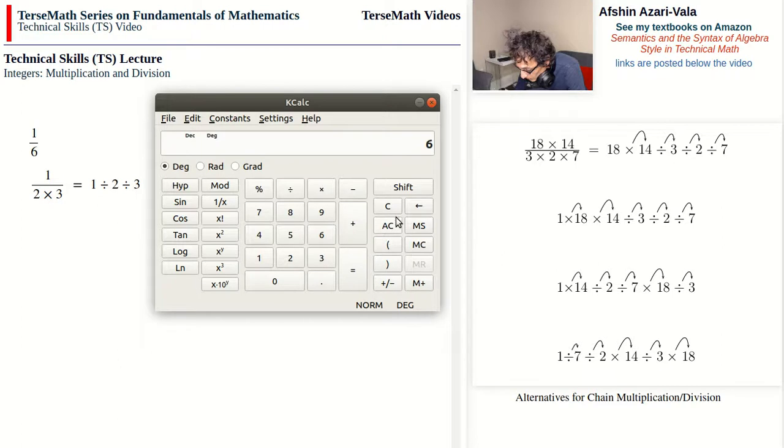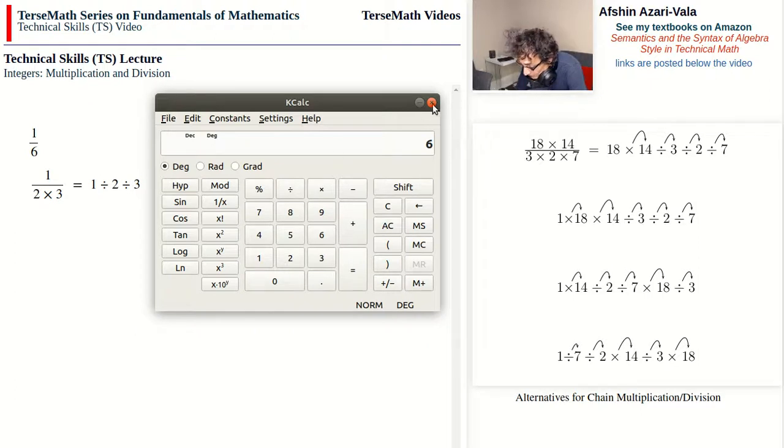Now I'm going to clear this, and I'm going to do the last sequence. So 1, divide by 7, so we are here now, and then divide by 2, and then times 14, and then divide by 3, and then times 18, and we are back to 6. Magic. All right.